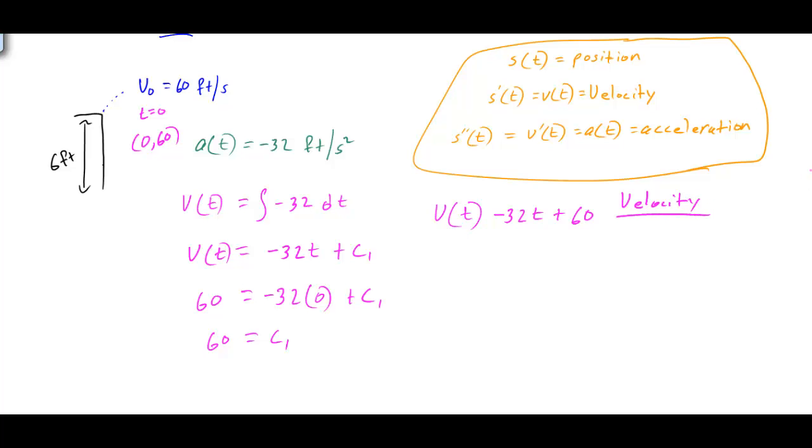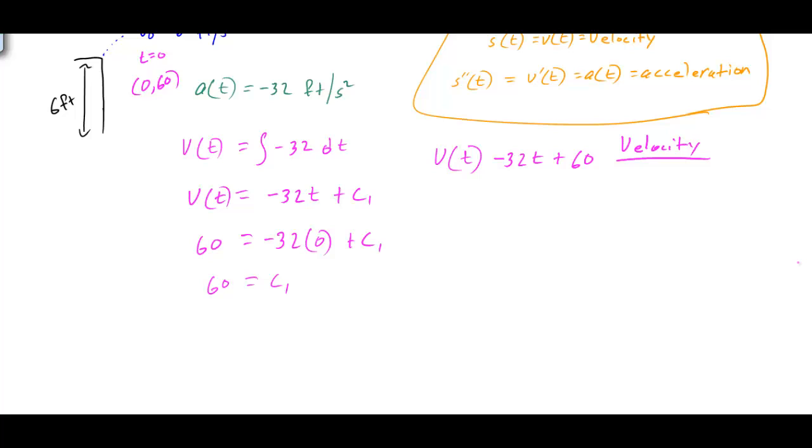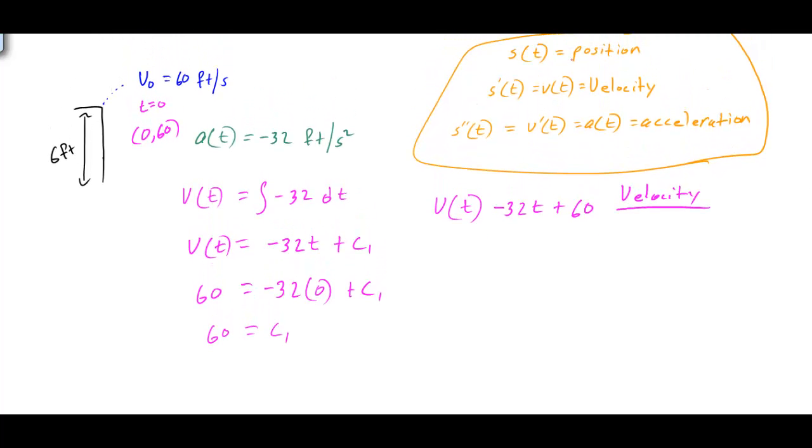Okay, now is that going to help us yet? Well, the question is, how high will the ball go? So if we're looking at how high the ball is going to travel, that means we're looking at the position. So we're going to have to integrate one more time in order to find the position function. If we integrate velocity, then we know that we're going to end up with our position function.